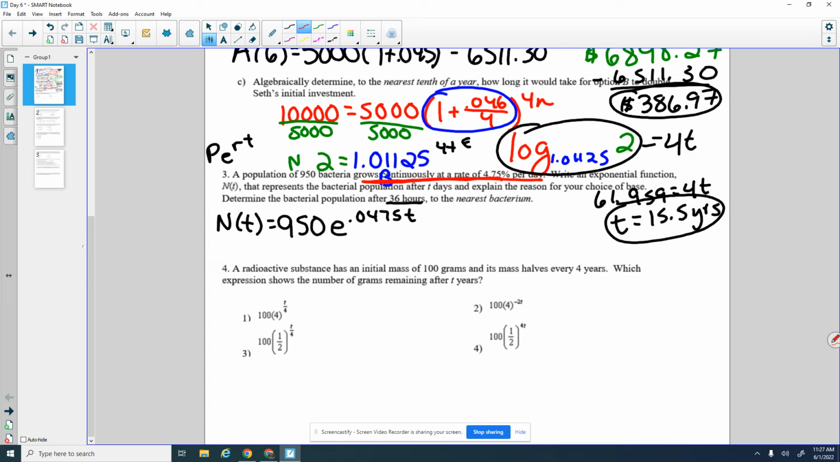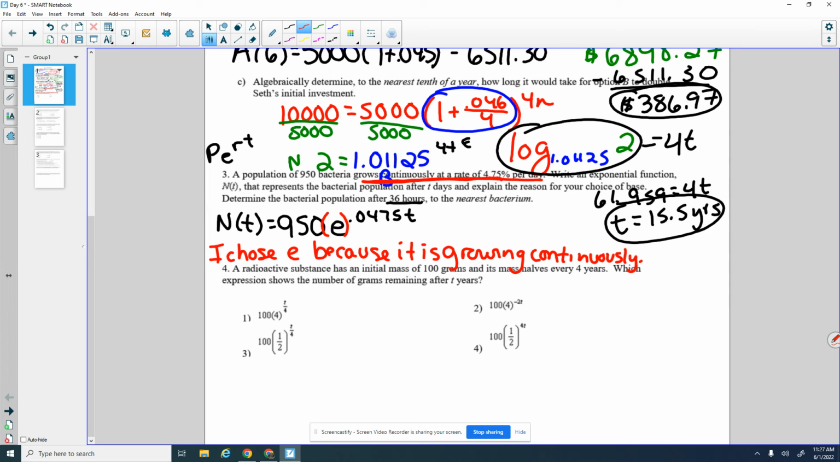Now my reason for that choice of base, I chose the base is e, because it is growing continuously. Okay, so we know that's the appropriate base.